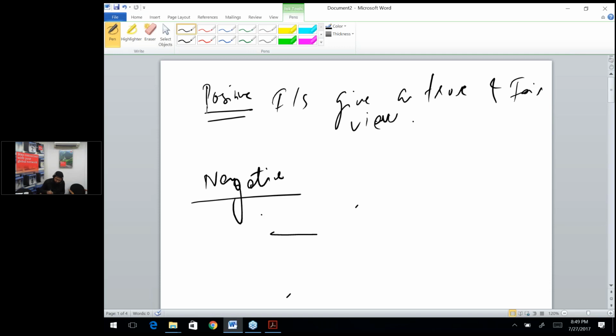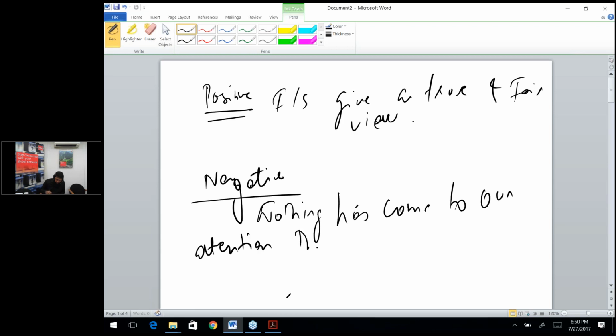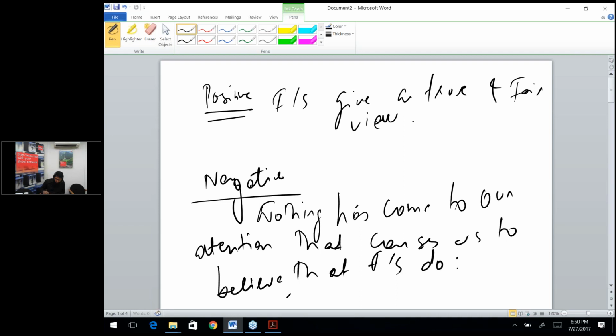The negative form of opinion is: nothing has come to our attention that causes us to believe that the financial statements do not give a true and fair view.